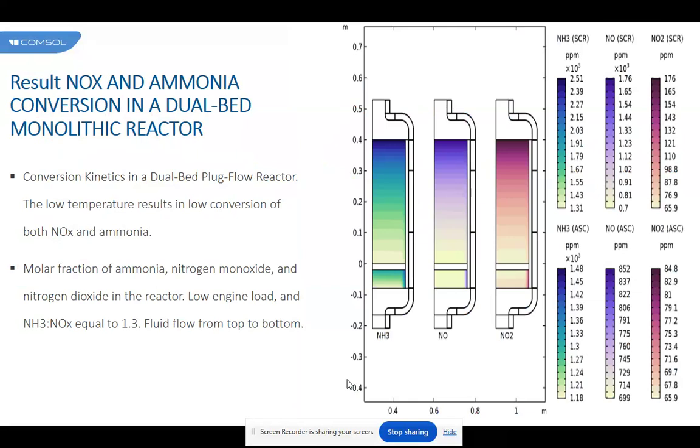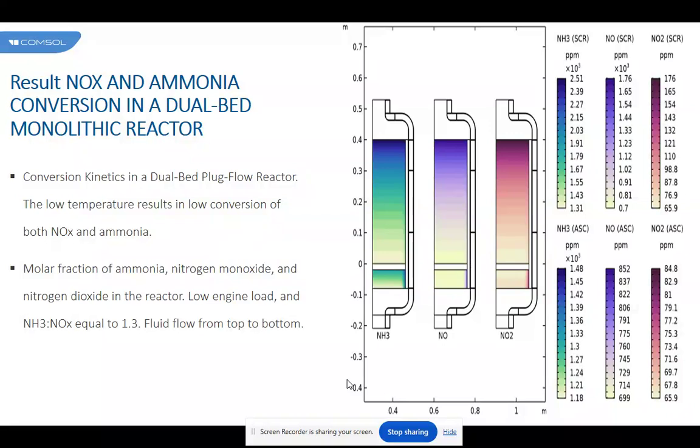The activity of both beds is high. This results in the lowest ammonia emission among the three cases during oxidation of ammonia in the ASC. The side reaction produces NOx, resulting in a lower NOx conversion than for the intermediate load case. At high engine loads, the ammonia to NOx ratio should probably be lower than for the intermediate load.